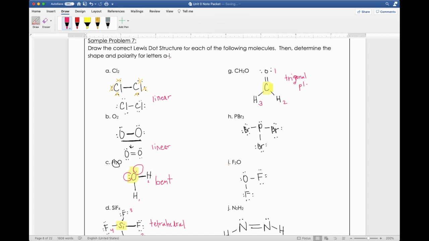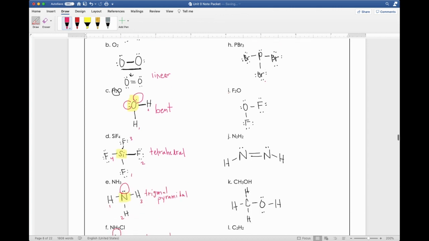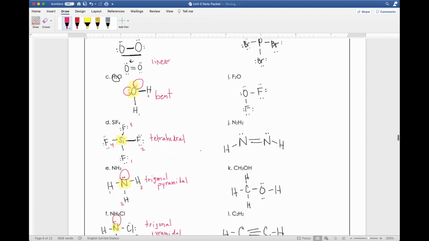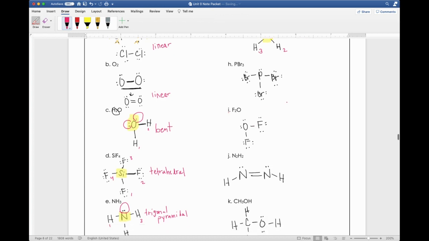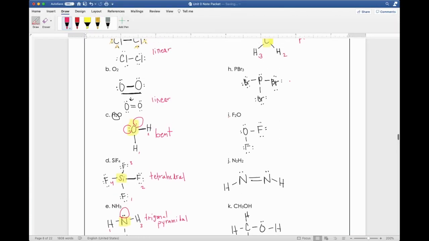So notice the difference between G versus the ones prior to this. G does not have a lone pair on the central atom, but E and F do. So just be careful of that little difference between the two. You go ahead and do H and I. Don't worry about J, K, and L. They have multiple atoms that make it up, so there's not really one shape for the whole molecule. But just try H and I quick.